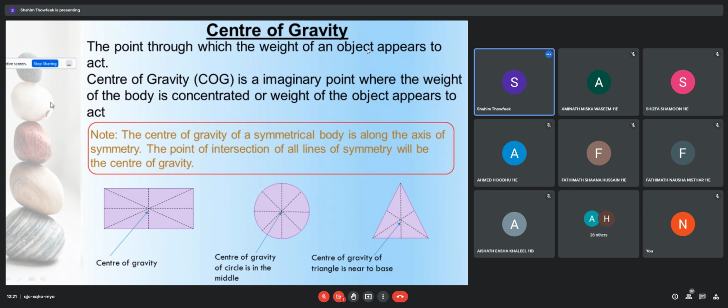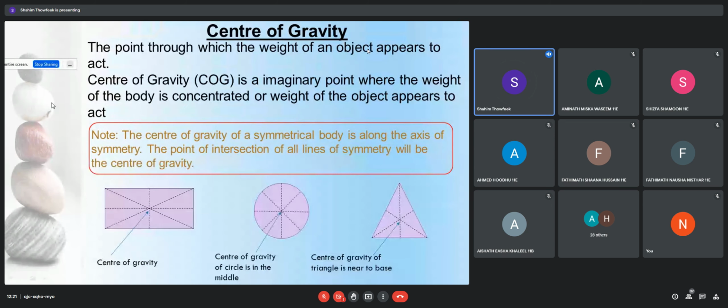Okay. A rectangle. The center of gravity of the rectangle is near the base. Here, all the symmetric lines are coinciding somewhere near the base. At that point, the center of gravity is, and the weight is acting there.